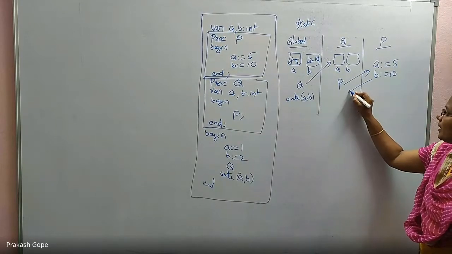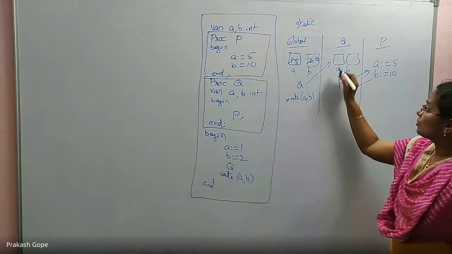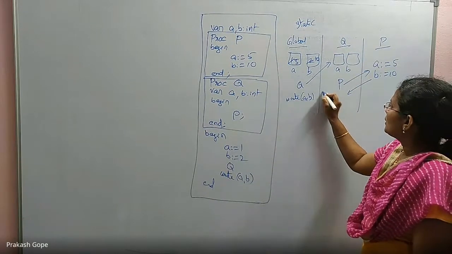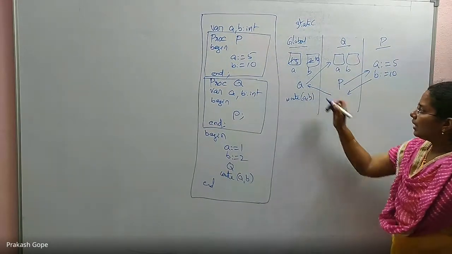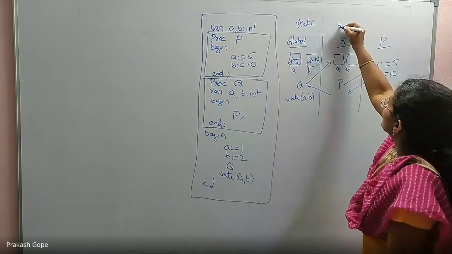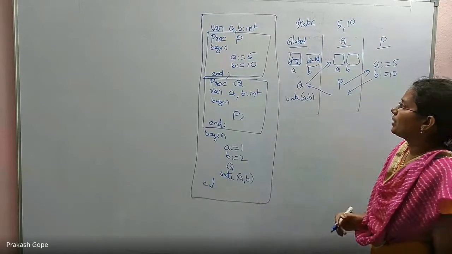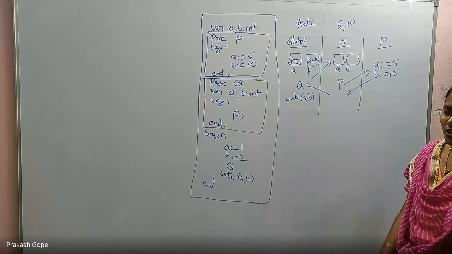Okay, come back. Procedure P execution. No pending lines after this. So this execution is also finished. Go back and continue. Print A and B. Now A and B variables are 5 and 10. In this environment, A and B are 5 and 10. They were updated already.